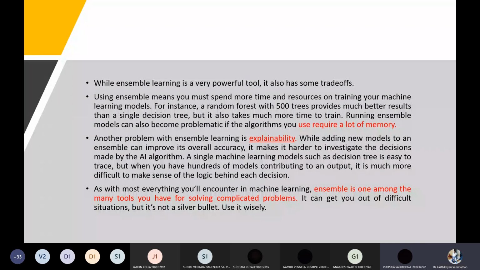Finally, as with most everything you will encounter in machine learning, ensemble is one of the most frequently used models for classification and regression. Also, it allows you to solve more complicated problems. So there we go with your ensemble techniques. When your problem size is bigger, then we'll go with an ensemble algorithm. Either you'll go with random forest, or you'll go with bagging or boosting techniques. Okay.